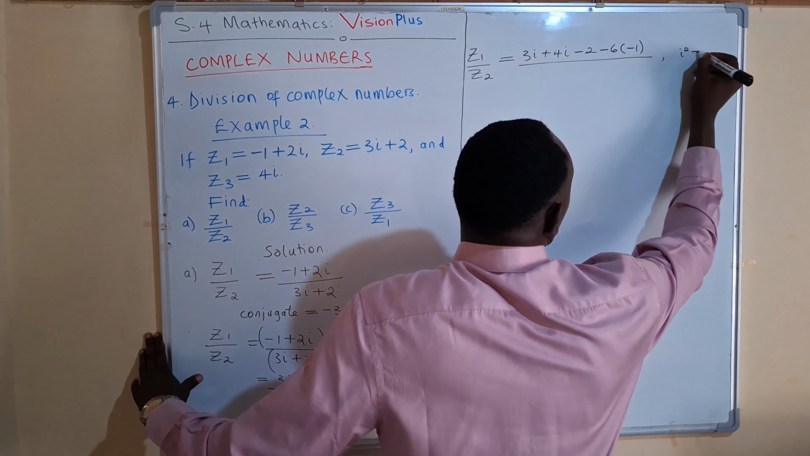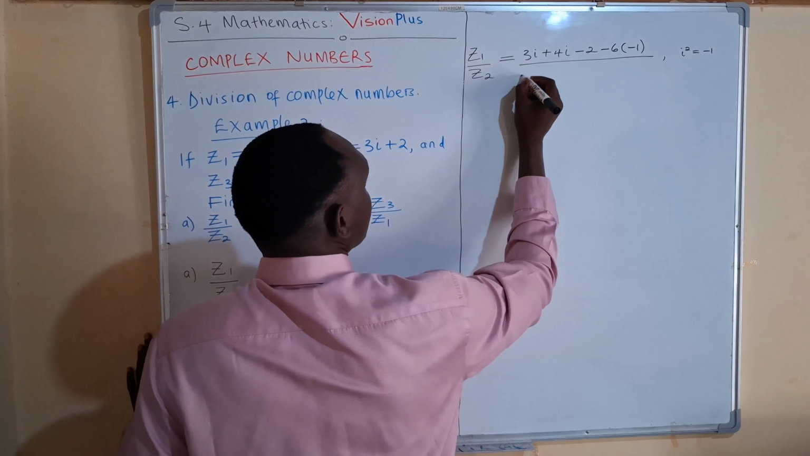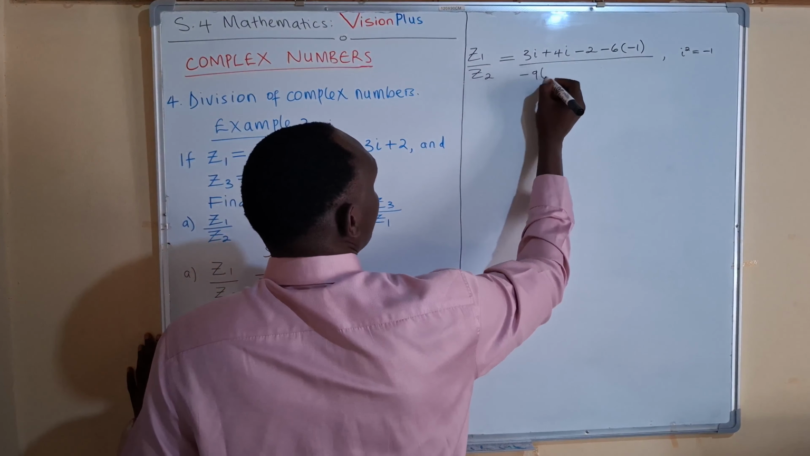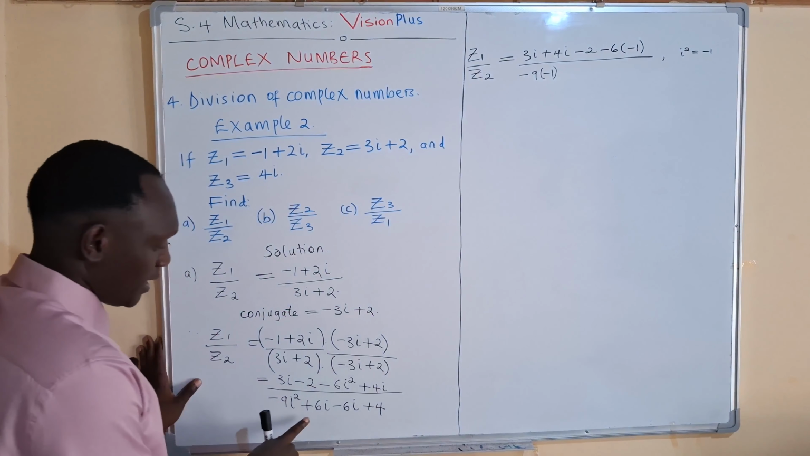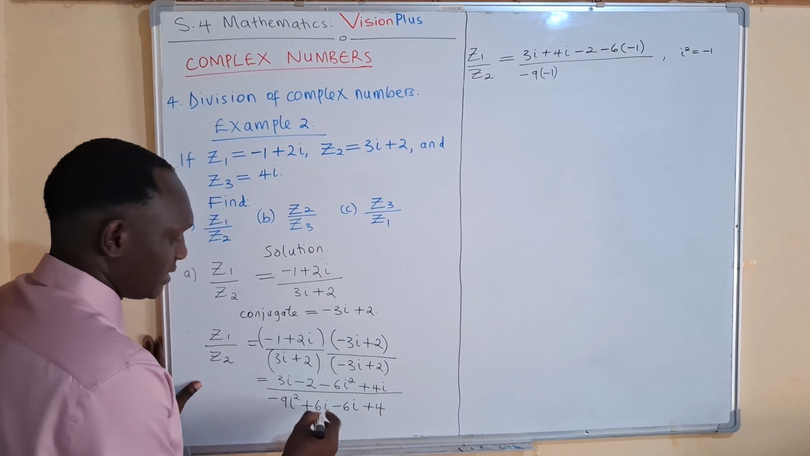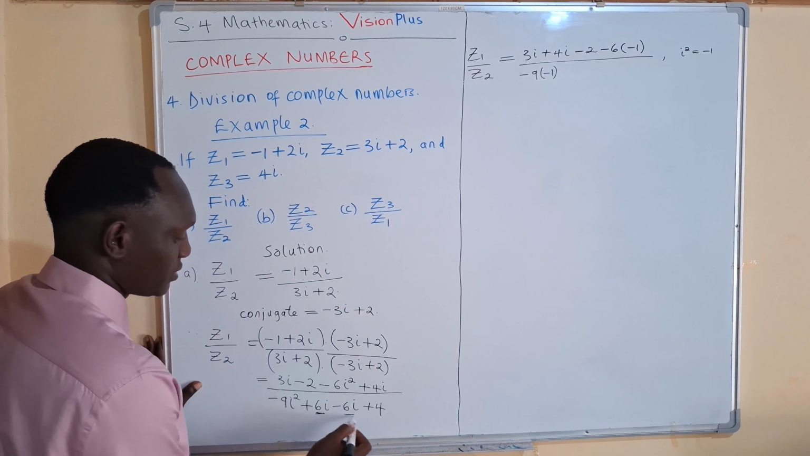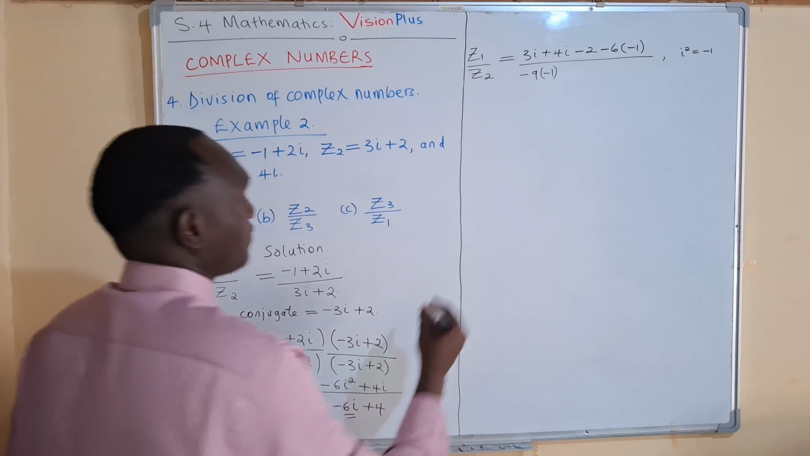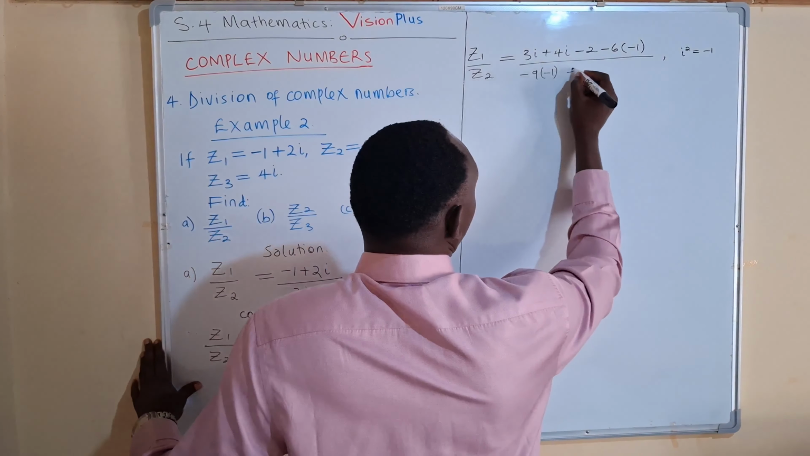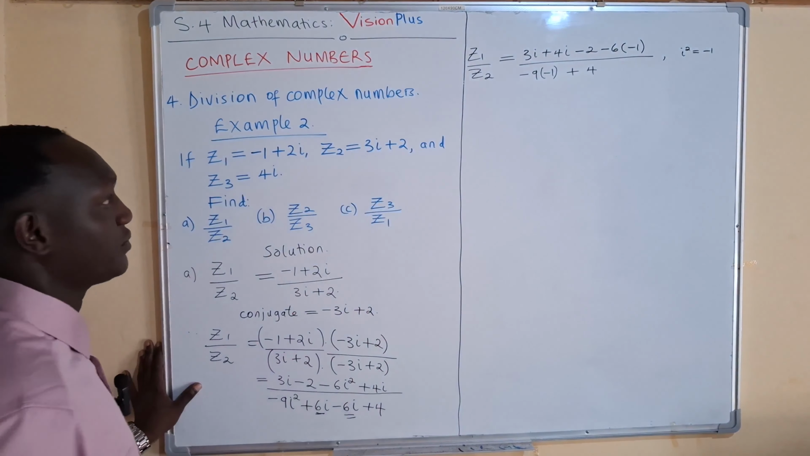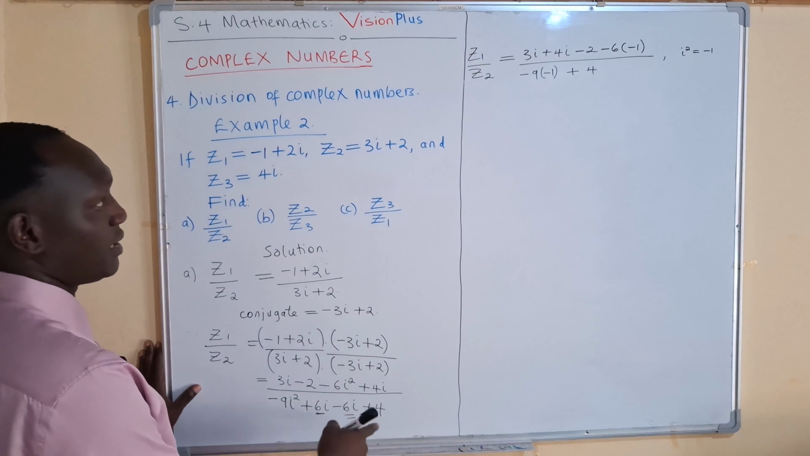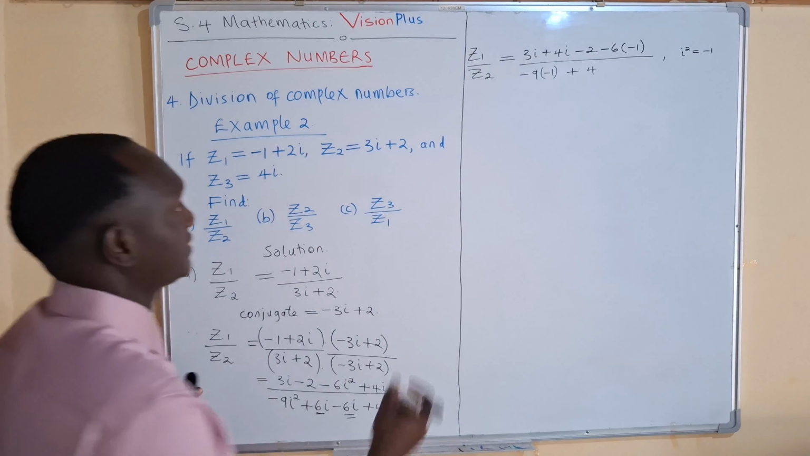i squared equals negative 1. And then we are dividing it by negative 9i squared. Negative 9. But what is i squared? i squared is negative 1. 6i minus 6i, these ones are going to cancel out. It will give us 0. And then plus 4. So we could just go here plus 4, because 0 makes no difference when we add it to those numbers.